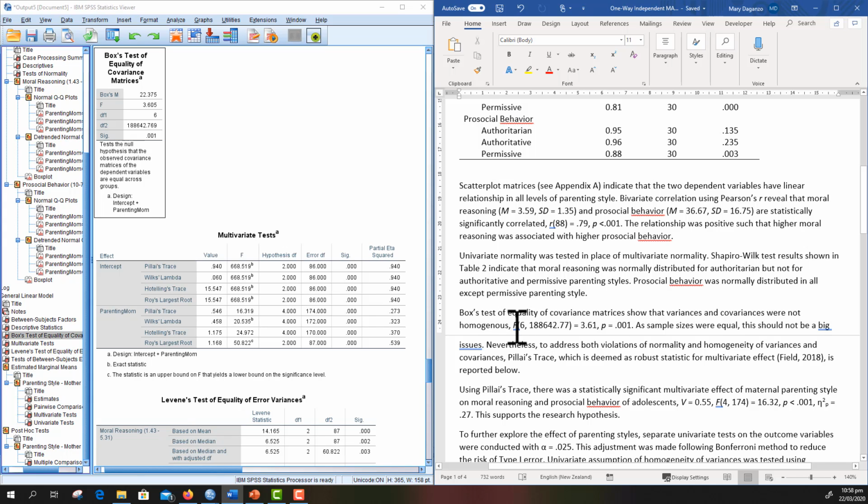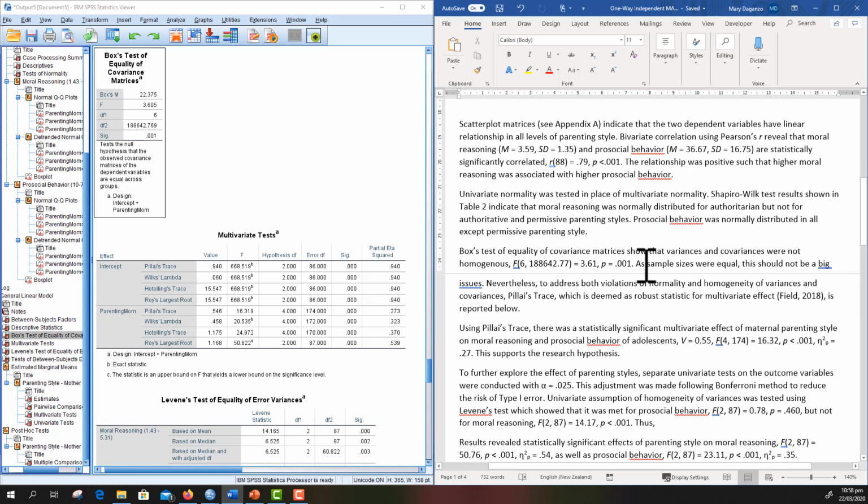And then you have your numerical results here. So we have the degrees of freedom, which is DF1 and then DF2. And then you have the F statistic, which is this one here. And then the p-value, which is represented by the Sig here. Okay. And then I explained briefly that because sample sizes were equal, this should not be a big issue.